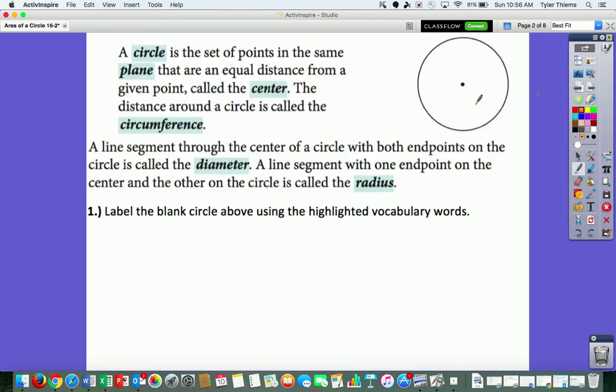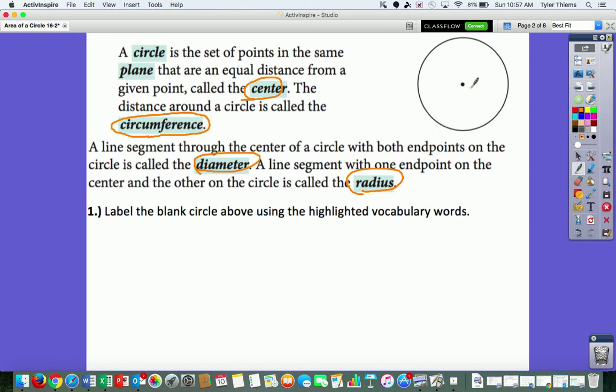For this first part, here we have a circle. It says a circle is a set of points in the same plane that are an equal distance from the given point called the center. The distance around the circle is called the circumference. A line segment that goes through the center of a circle with both endpoints on the circle is called the diameter. The line segment with one endpoint on the center and the other on the edge of the circle is called the radius. What I want us to do for number one is label this blank circle over here with these words that I'm circling right now: center, circumference, diameter, and radius.